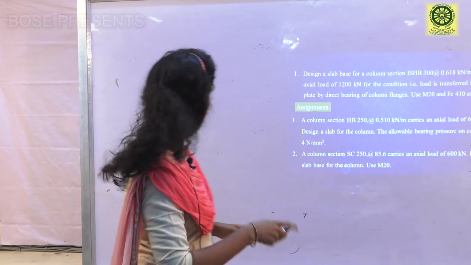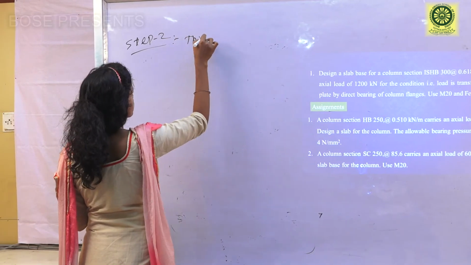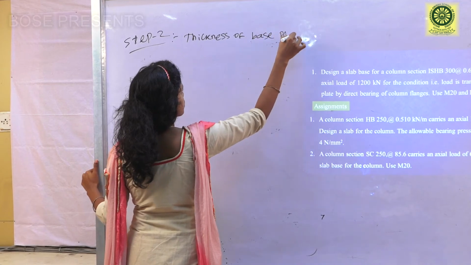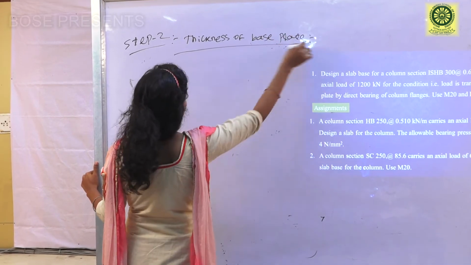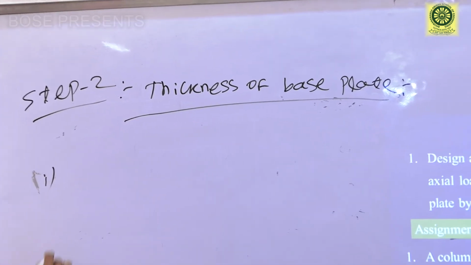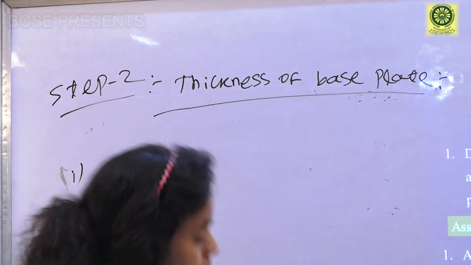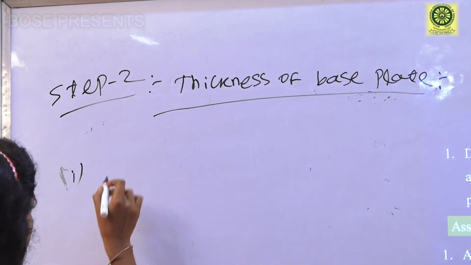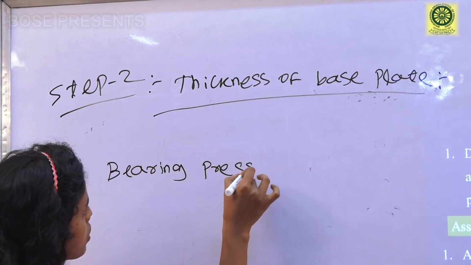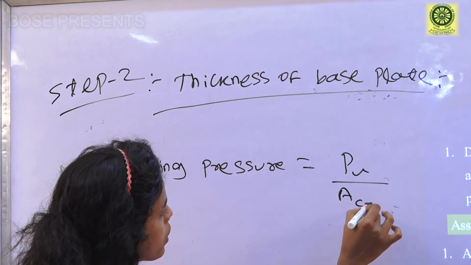First step complete. Then step 2. Step 2 is thickness of base plate. Before the thickness of base plate, we need to calculate bearing pressure. So bearing pressure is equal to the formula PU by actual area.